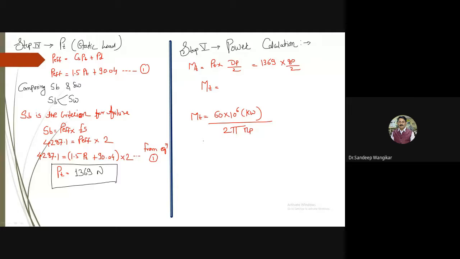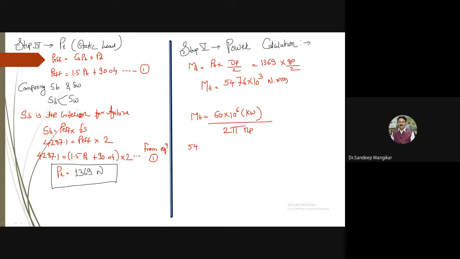1369 into 80 divided by 2. 54.76 into 10 raised to 3. Okay, any other? 54.76. Okay, same value. So I will say here 54.76 into 10 raised to 3 Newton millimeter.